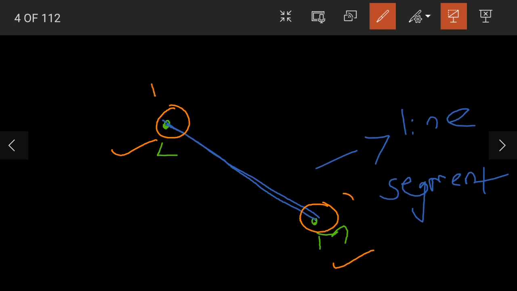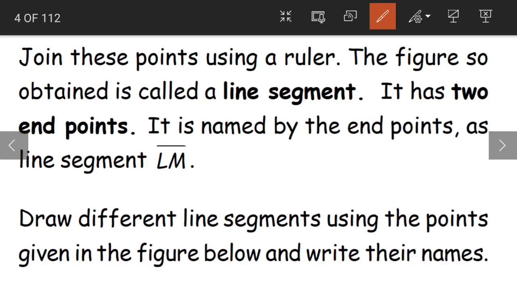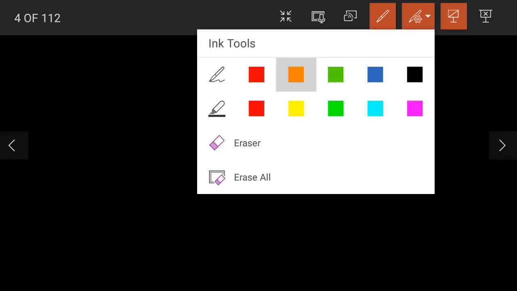Two endpoints, 1 and 2. And what are the endpoints here? They are point L and point M. Now it is named by the endpoints as line segment LM. Let me draw again. This is our line segment LM.